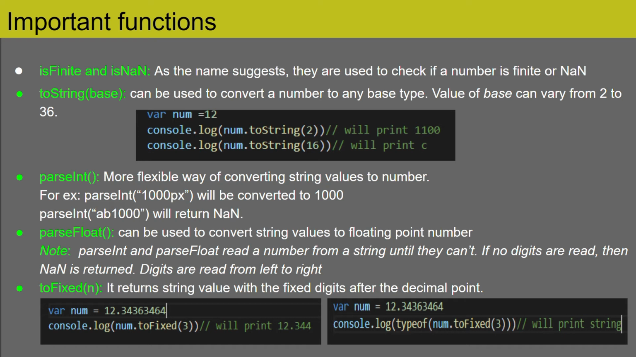The next function is toString, and as a parameter we can pass any base value, and this function can be used to convert a number to any base. The value of base can vary from 2 to 36. So in this code snippet, I have taken the number 12, and I'm trying to convert it to binary and hexadecimal by passing 2 and 16 to the toString function. When you run these statements, the respective base values will be printed.